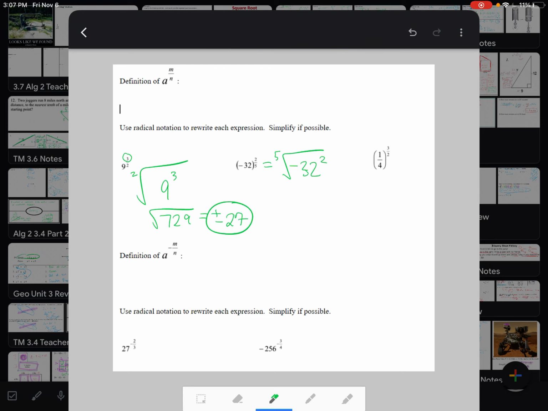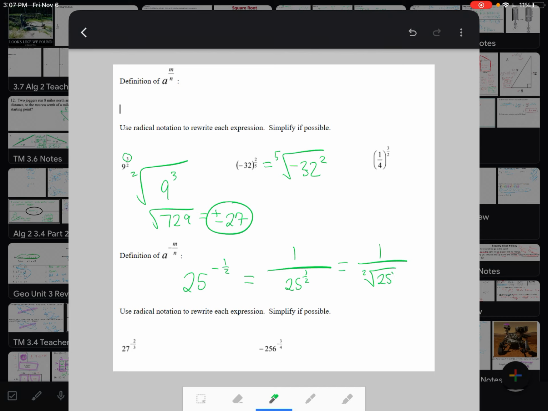All right, lastly, a to the negative m over 2 power. Well, this gets a little bit confusing for us, but let's try an example of a number. 25 to the negative 1 over 2 power. Well, negative exponents just mean that it's 1 over whatever the exponent is. So it's 1 over 25 to the 1/2 power.